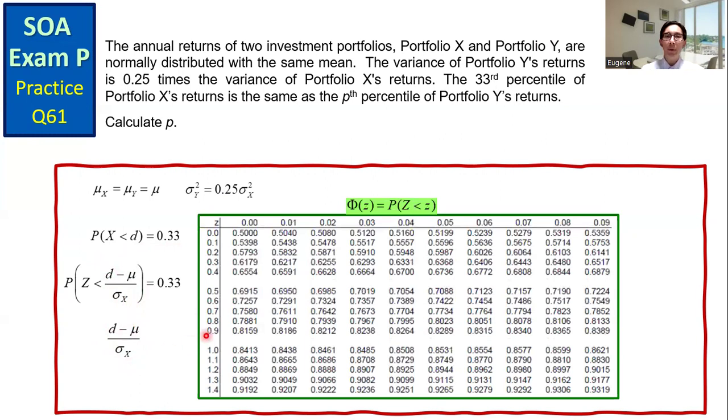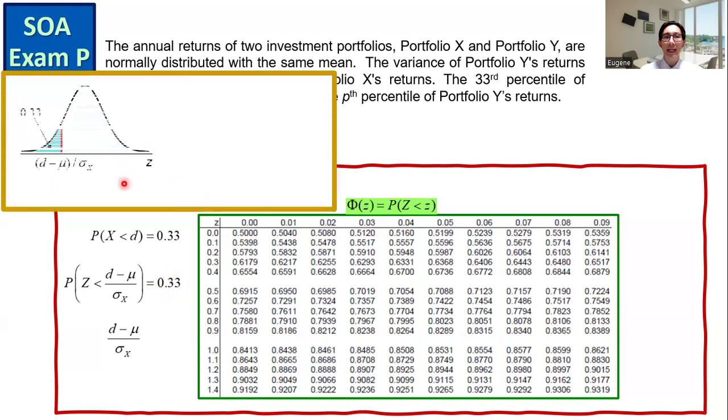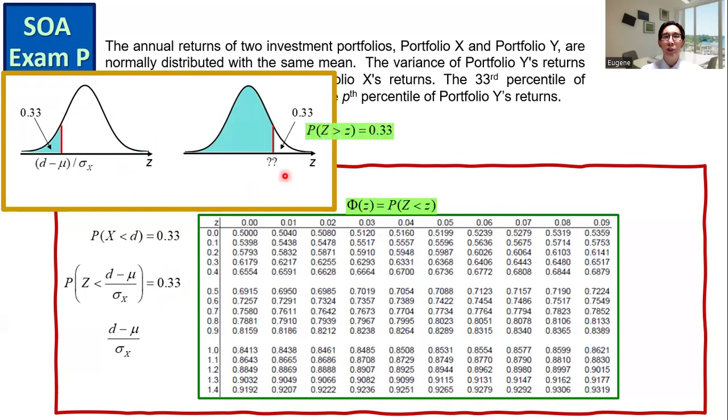From the given standard normal table, it's not from the 50th percentile, corresponds to a positive Z value. And we need to get the Z value of the 33rd percentile, which corresponds to a negative Z value. In order to get this Z value, make use of the symmetry of a normal distribution. We want to get a Z value such that the probability of Z greater than this Z value equals 0.33. This is equivalent to finding the Z value such that the probability of Z less than this Z value is 0.67.